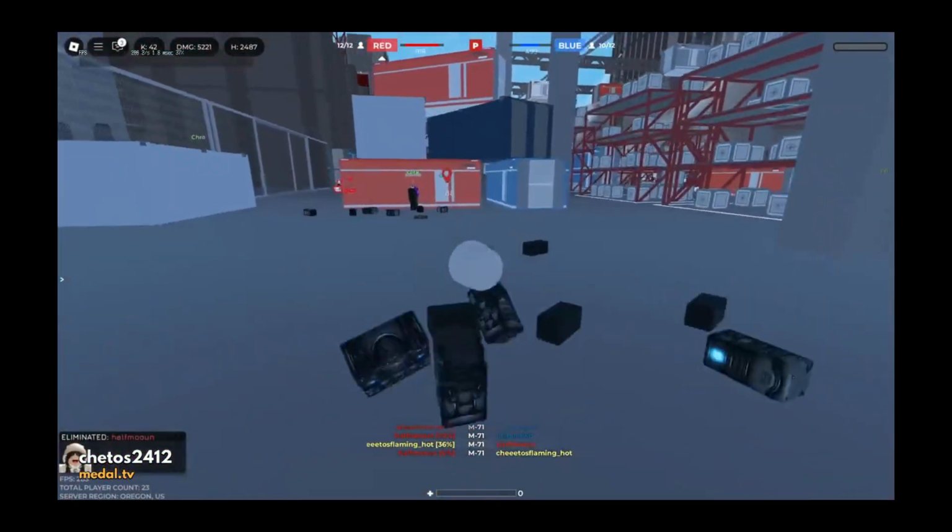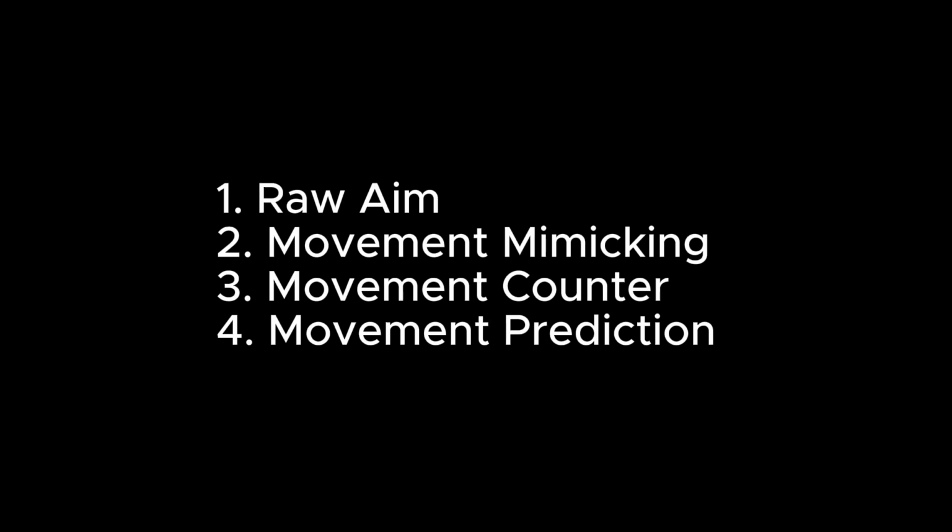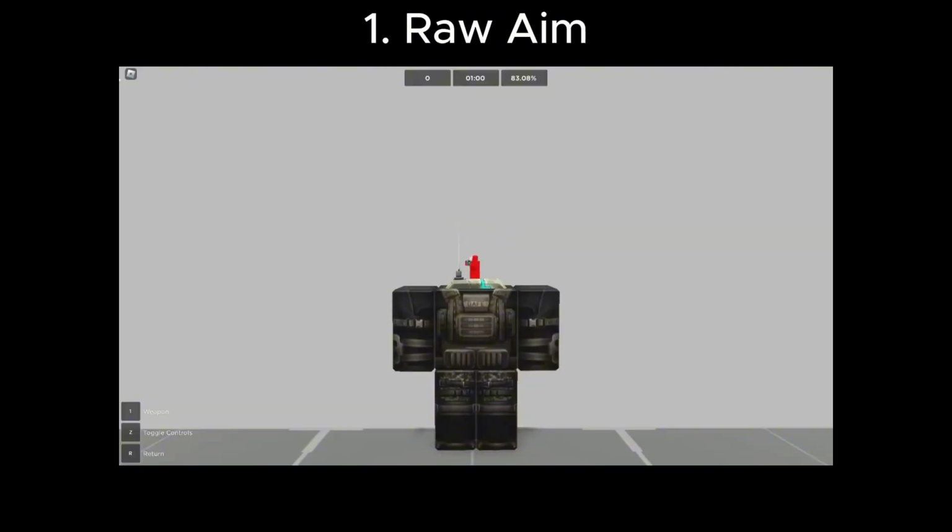But before getting into what happened in that clip, I'd like to explain some things that will help me to explain it better. So, first of all, there are a lot of methods that people use to perform good trackings, but here I will only mention 4 of them. The first method is your raw aim. This method depends on how good your aiming skills are by only moving your mouse.